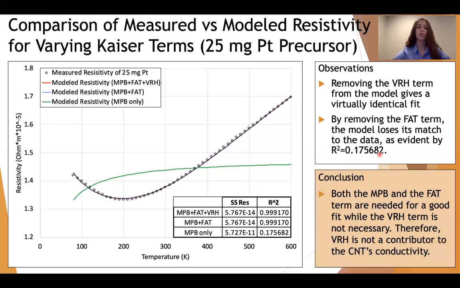The overall conclusion drawn from the varying Kaiser terms for each of these different models is that both the metallic phonon backscattering and the fluctuation-assisted tunneling terms are needed for a good fit, meaning that they are contributors to the CNT's conductivity. However, variable range hopping does not seem to be a contributor.